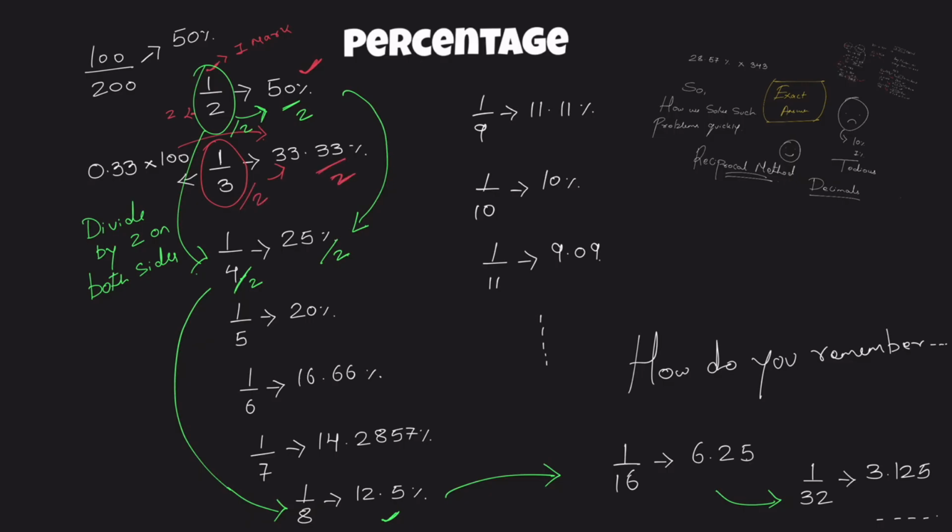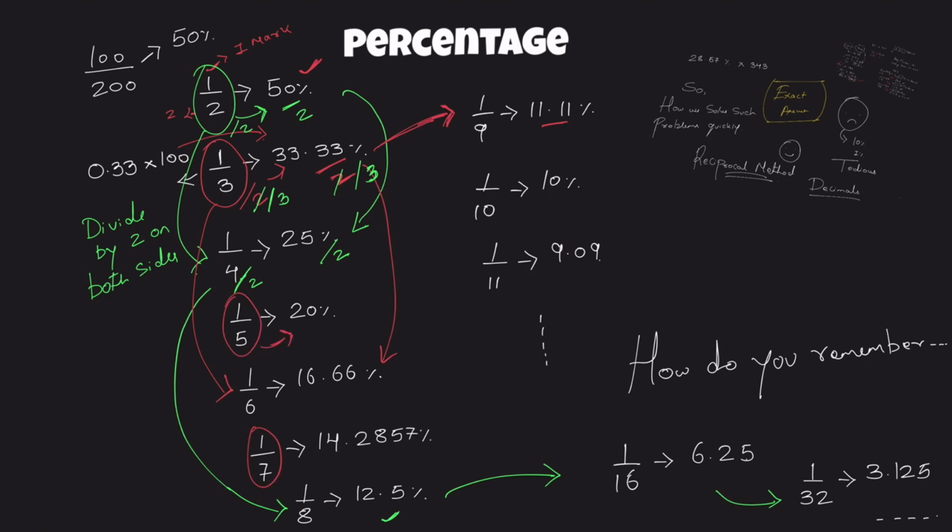Now let's start by remembering the next number, which is 1 by 3, 33.33. Dividing both sides by 2, 33.33 half is 16.66, and I know that. Divide 1 by 3 both sides by 3. So 1 by 3 becomes 1 by 9, and 33.33 divided by 3 becomes 11.11, and that's how you can simply derive many answers from one reciprocal.